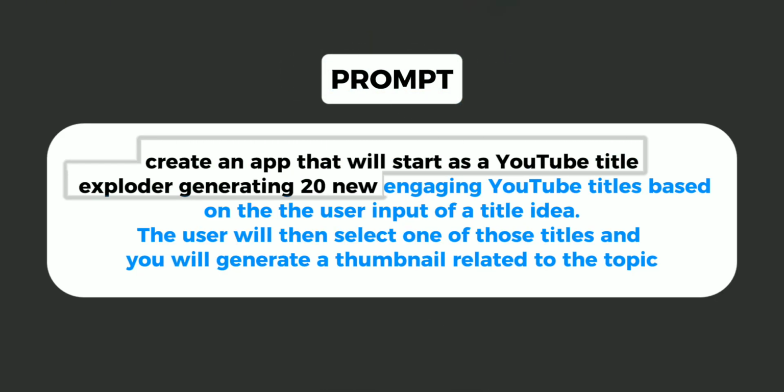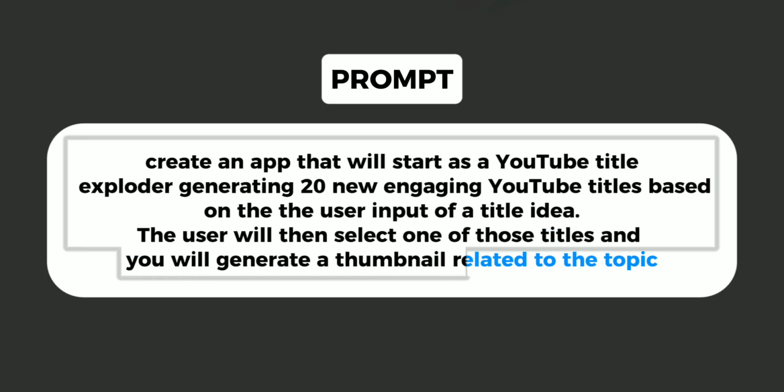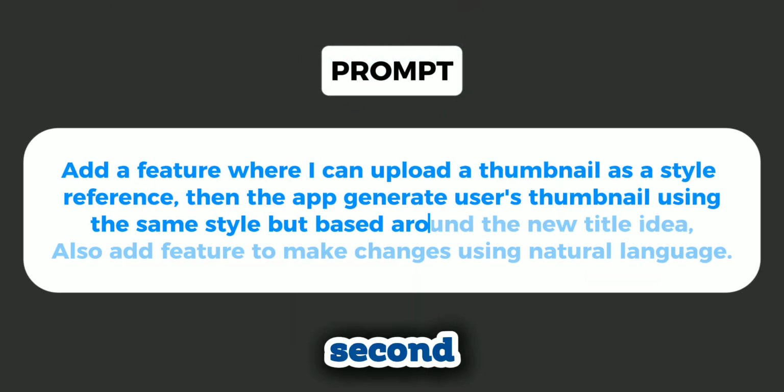Create an app that will start as a YouTube title exploder, generating 20 new engaging YouTube titles based on the user's input of a title idea. The user will then select one of those titles and you will generate a thumbnail related to the topic. Second part of the prompt.